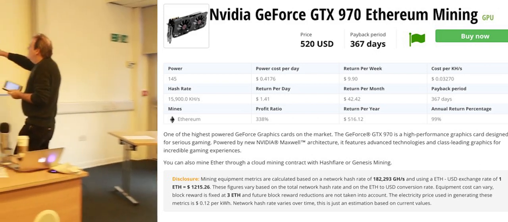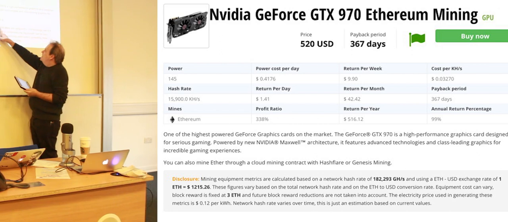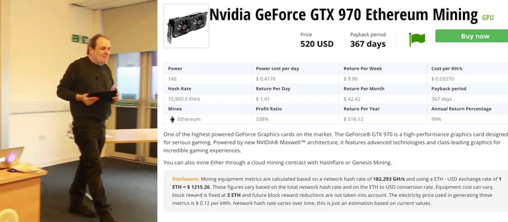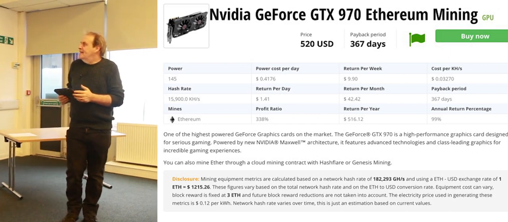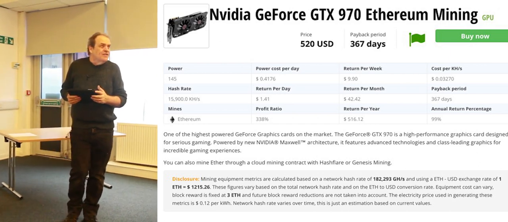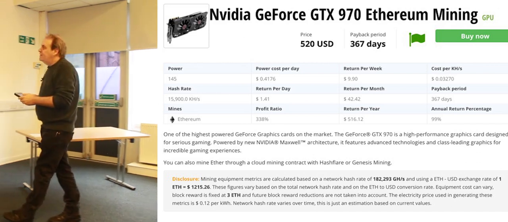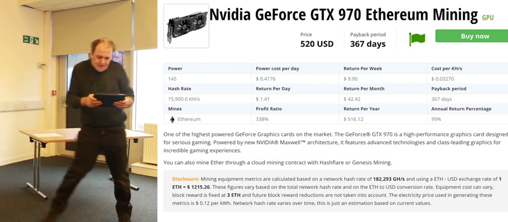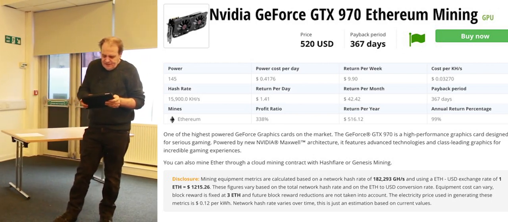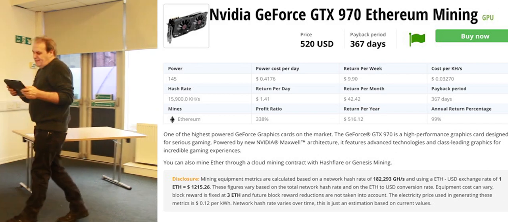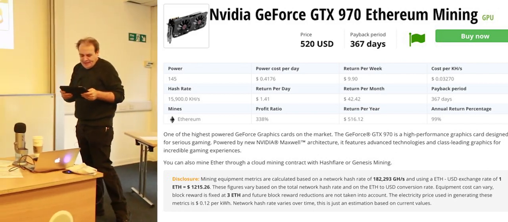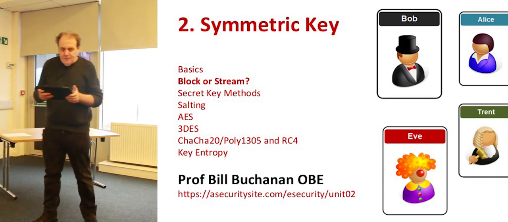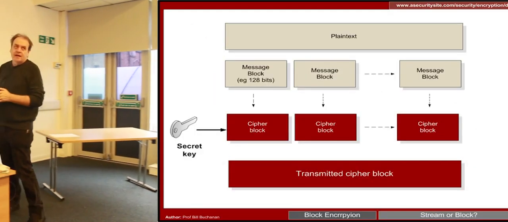So this card here is doing 182,000 gigahashes. That's a billion. So it's nearly a trillion hashes per second for that. So that's the kind of device that you could be looking at. It says you get $500 a year that you're doing your mining. Okay, so that's our keys, and we'll look in more detail at that next week.